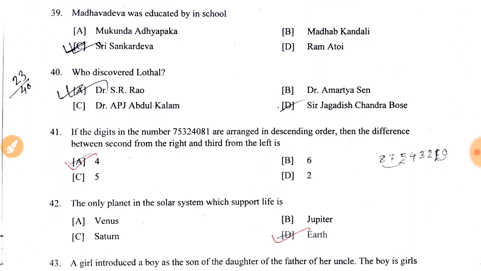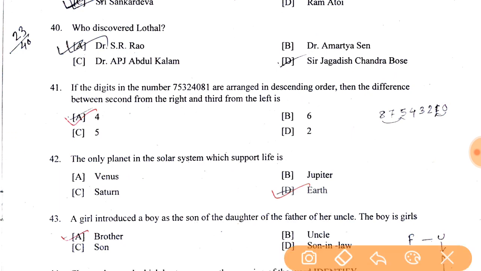Next, who discovered Lothal? Lothal actually ekhon city hoy jetia Mohenjo-daro Horopa Mohenjo-daro ekhon thik tenekake Lothal khono he discover korisile he jon hoise Dr. S. R. Rao discover korisile.